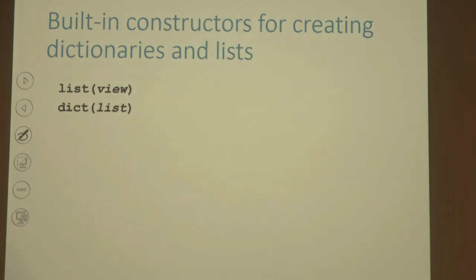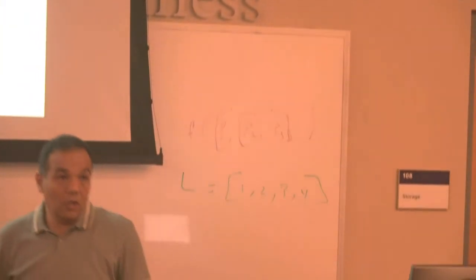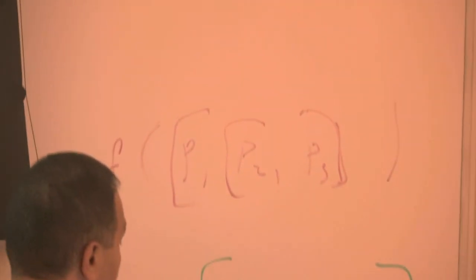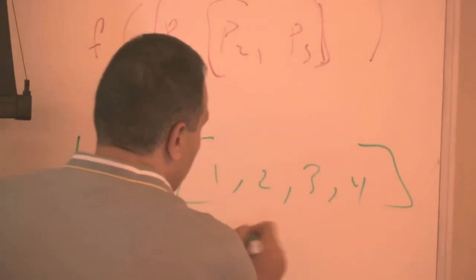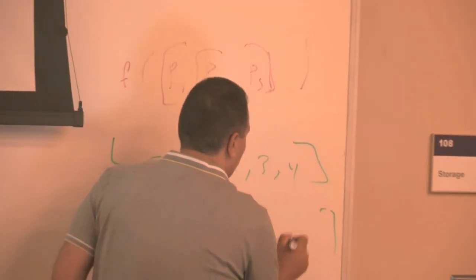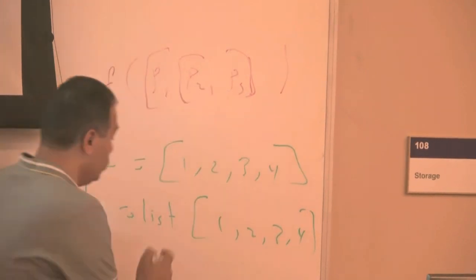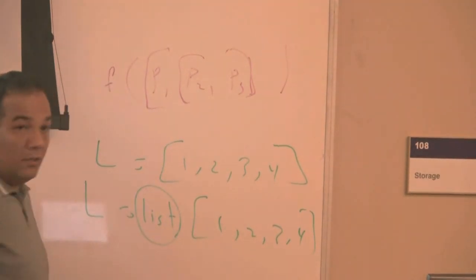There is also list, okay. So now, how do we create, for example, a list? How do we create a list? So L equals [1, 2, 3, 4]. You agree? And also there is a method or function called list. So you could say L equals list([1, 2, 3, 4]), right? But usually we don't put this, right?